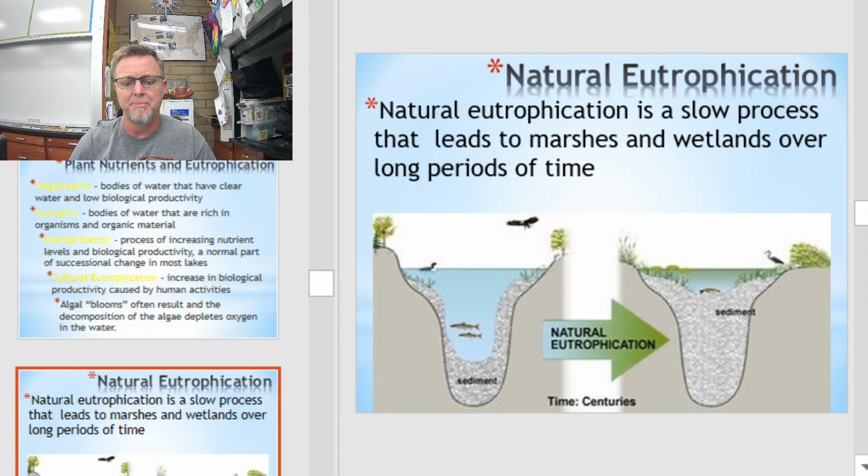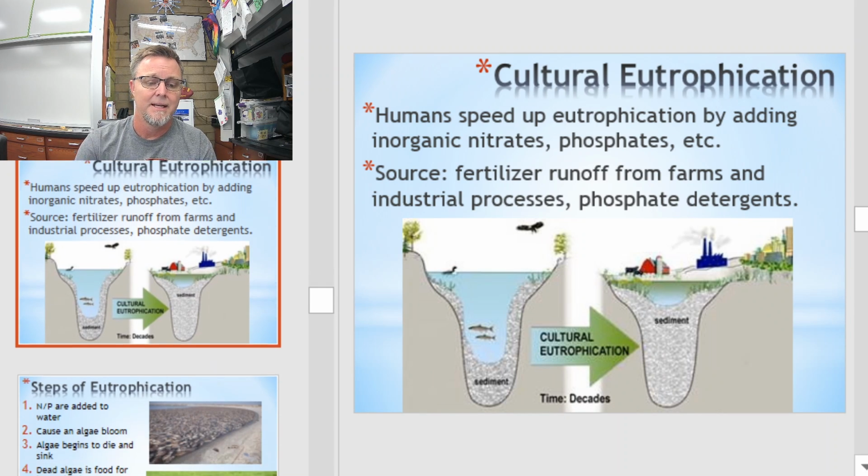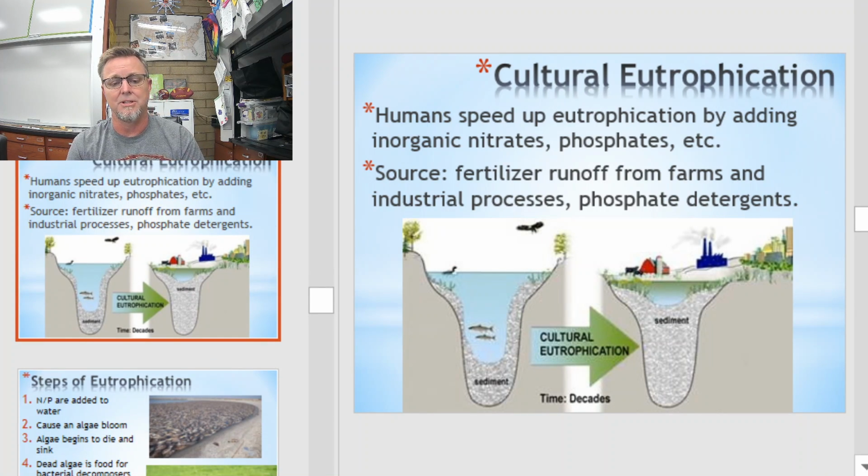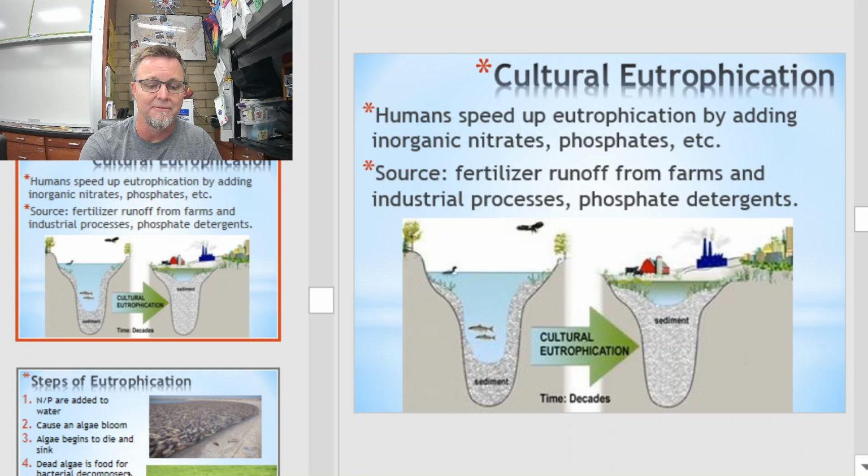Okay, so here's a picture of natural eutrophication, where the natural ebb and flow life cycle of the surrounding plants and animals eventually adds organic material to a body of water, and it slowly fills in over time. This could take centuries. In cultural eutrophication, humans greatly accelerate the process by adding fertilizer runoff from farms, industrial processes, or even phosphate-laden detergents that create the algal bloom, and everything is highly accelerated from there.